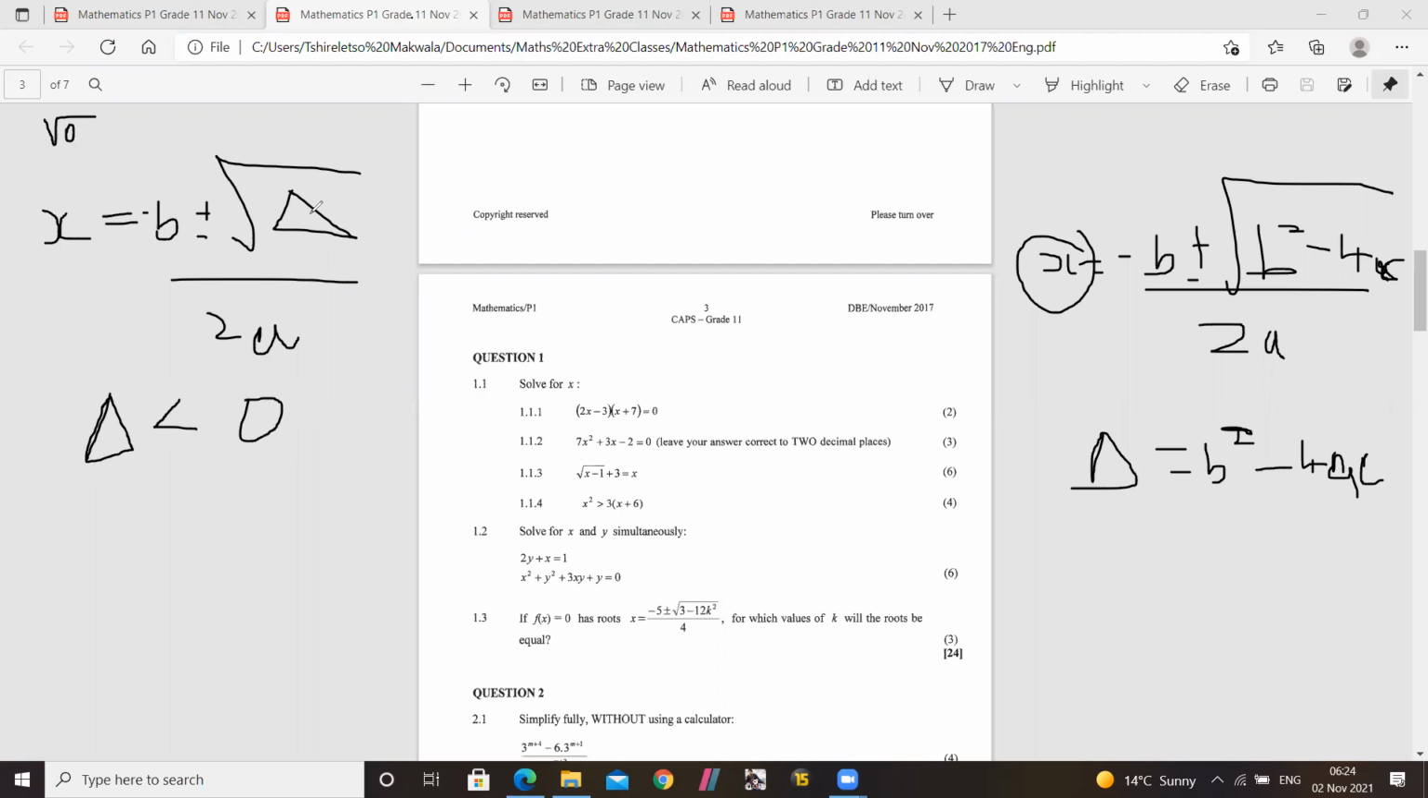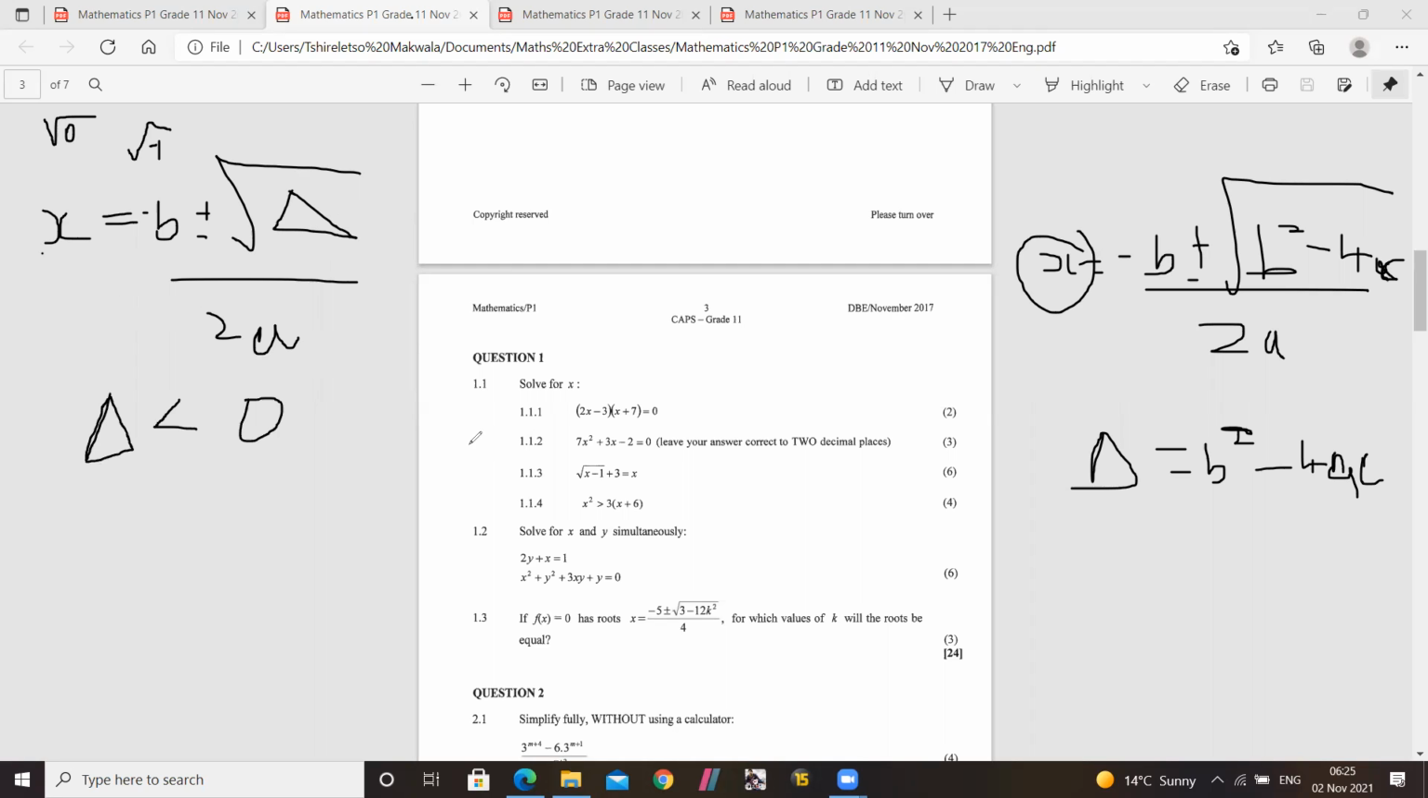Do you see, if delta is less than 0, then you're going to have a negative inside the square root, which is no solution. It will give you an error. No solution, this one. So what does it mean? If there is no solution, it means no solution for the entire thing. So there's no solution for the roots if delta is negative.